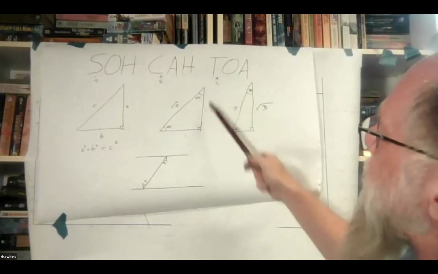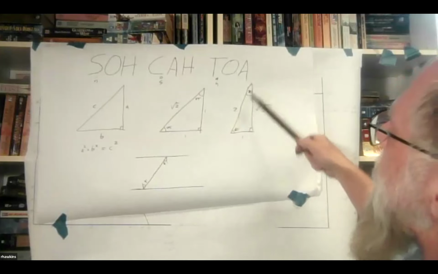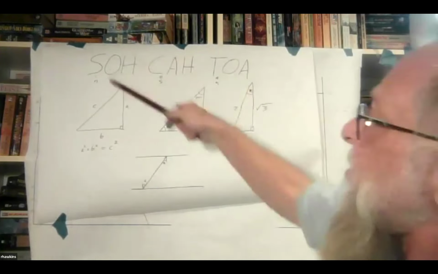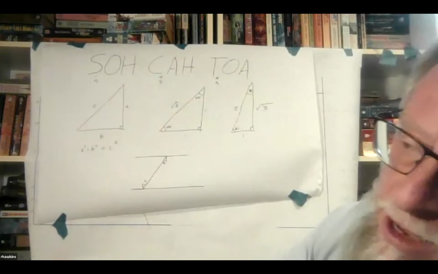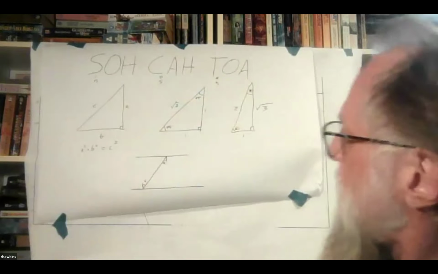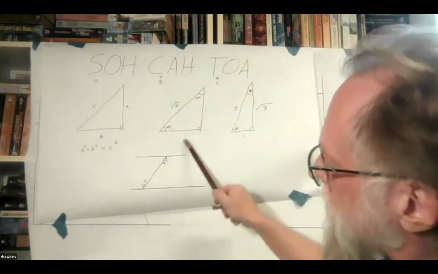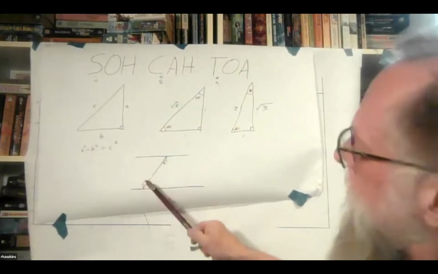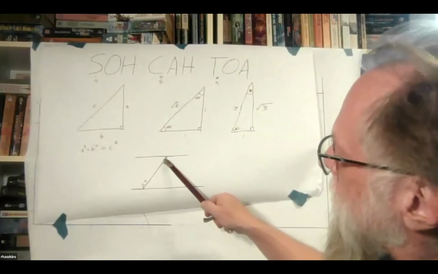Or TOA, tangent, opposite over adjacent. The tangent of 30 is 1 divided by radical 3, whatever that turns out to be. These are all very useful when you're doing a direct calculation and trying to figure out what your angles are. Another super important piece: if you have 2 parallel lines and a line coming through those, opposite angles are equal, and this angle plus this angle equals 90 degrees.